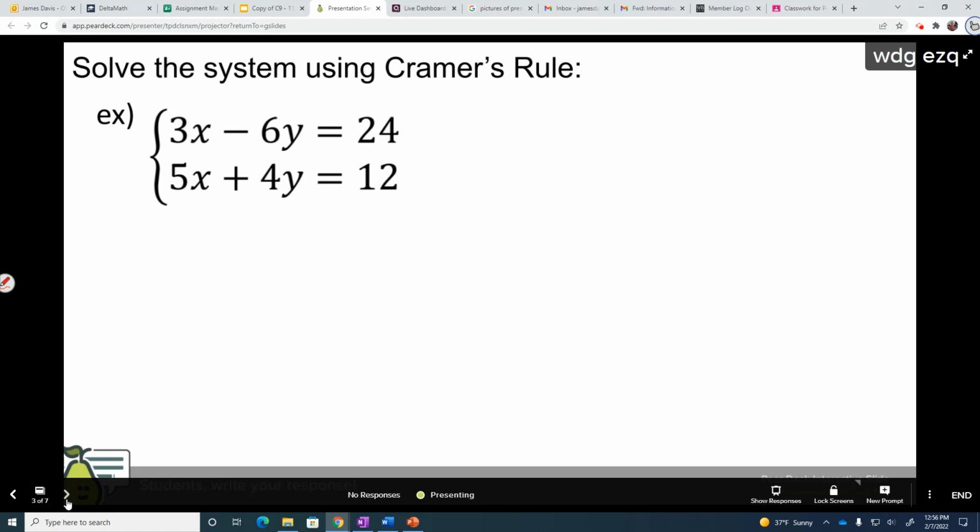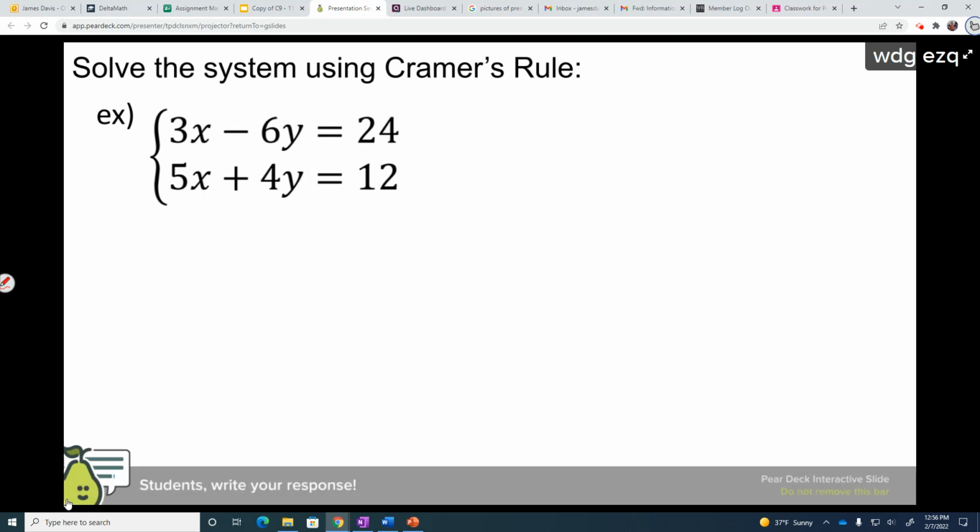Anyhow, we learned Cramer's rule. We're going to do a few example problems to jog your memory. If you didn't write it down, it's not that difficult, I promise. It really isn't that difficult once you get the hang of how to do these.